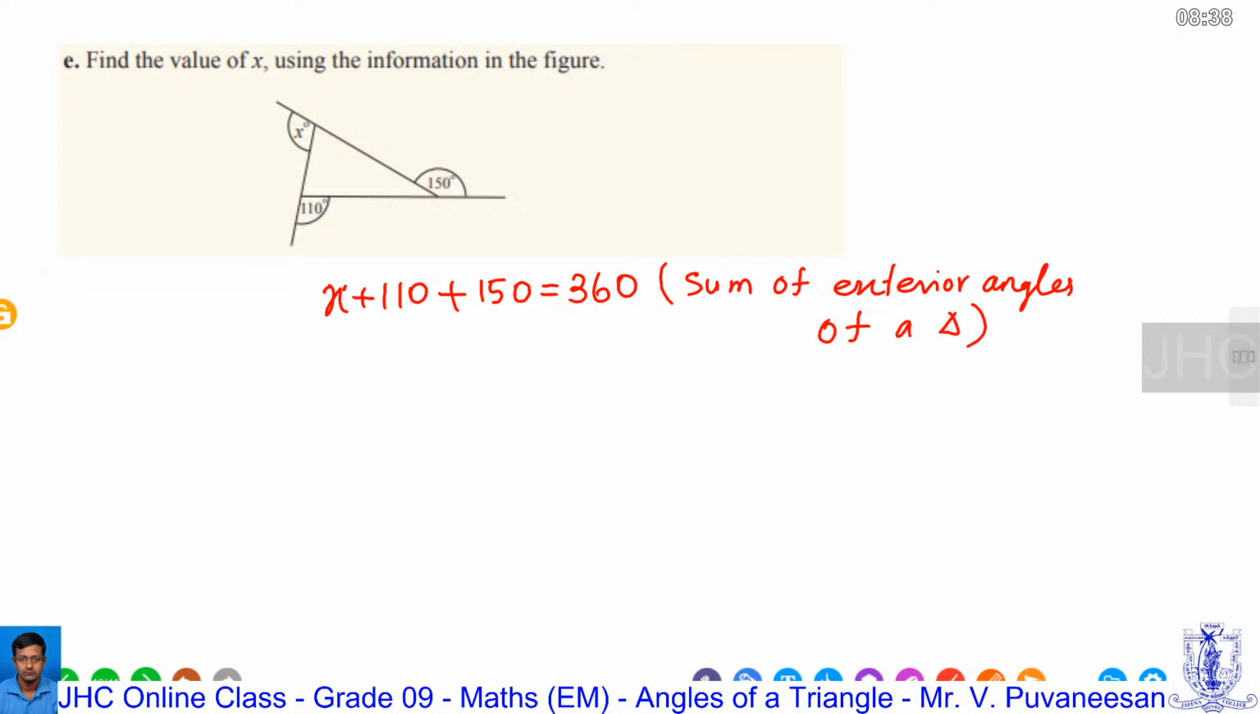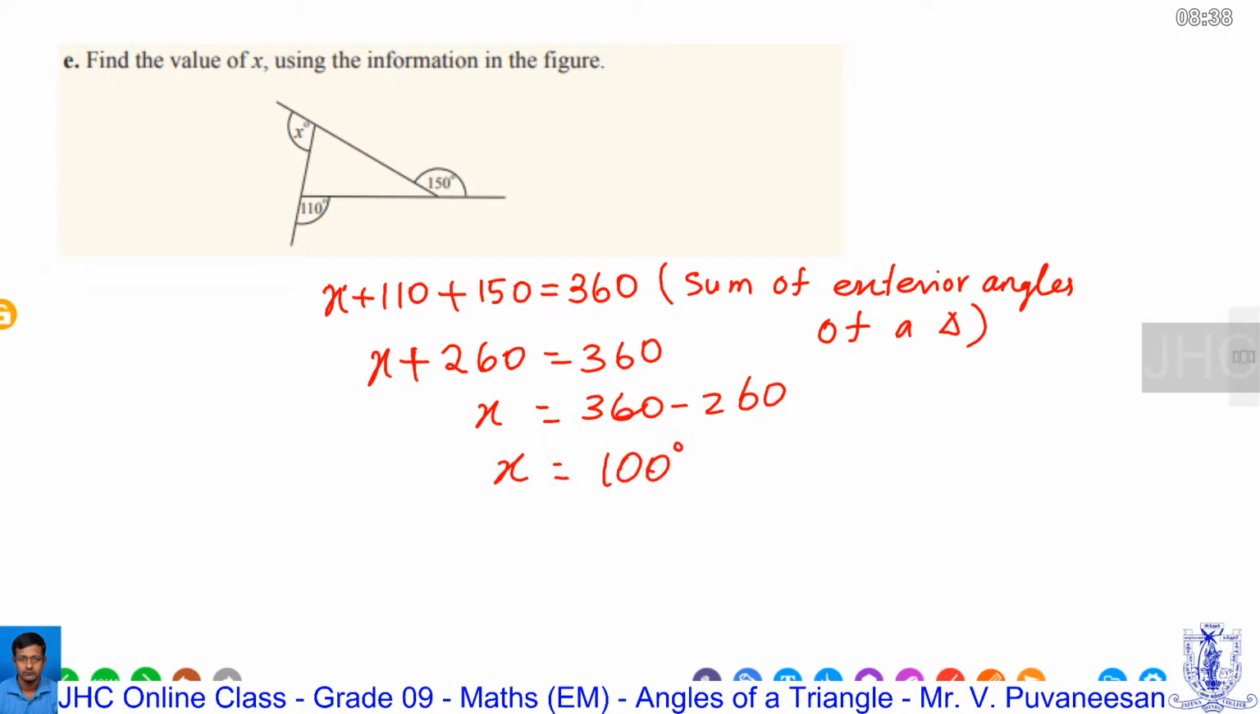So we make x the subject. First simplify: x plus 260 equals 360. x is equal to 360 minus 260. x is equal to 100 degrees. What is the magnitude of x? That is 100, okay?